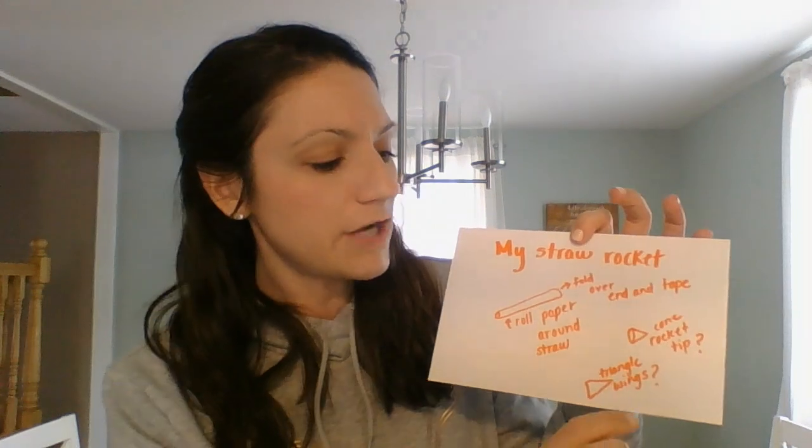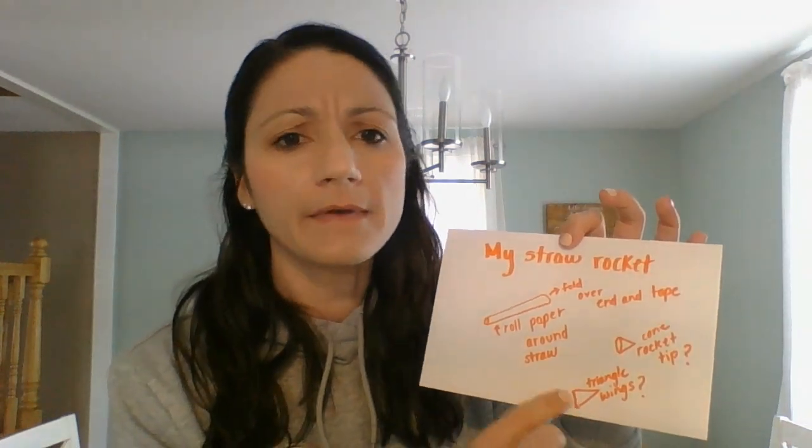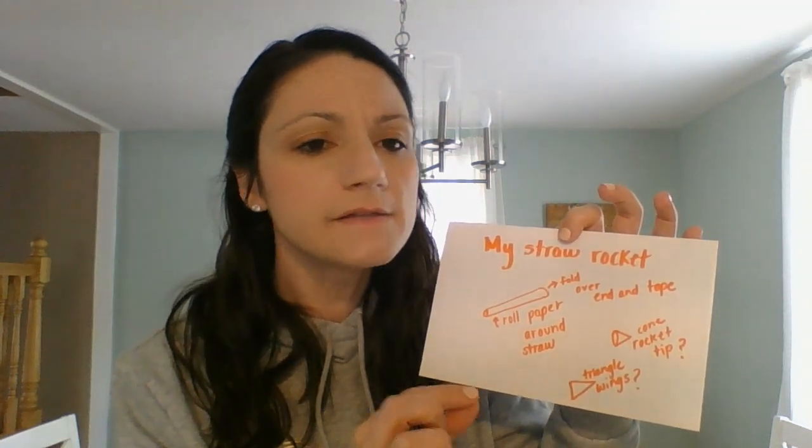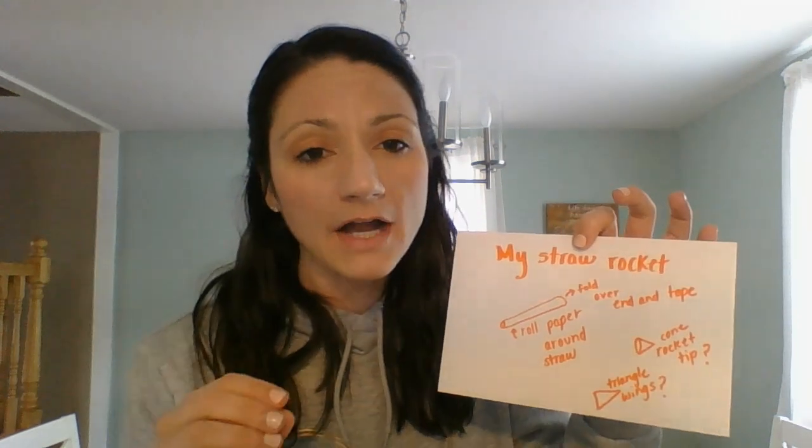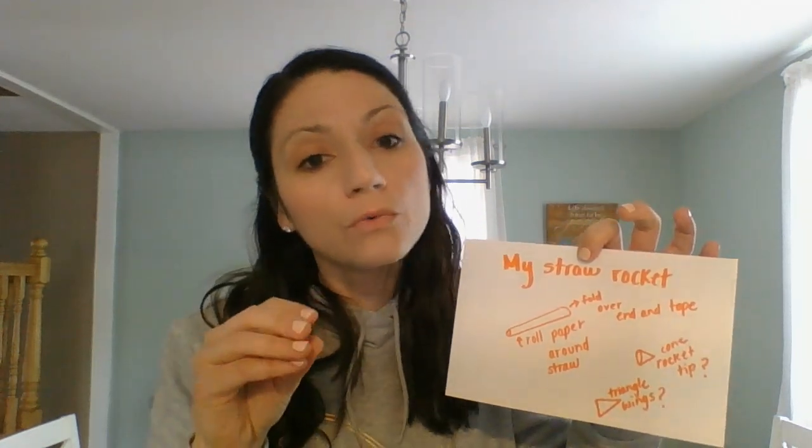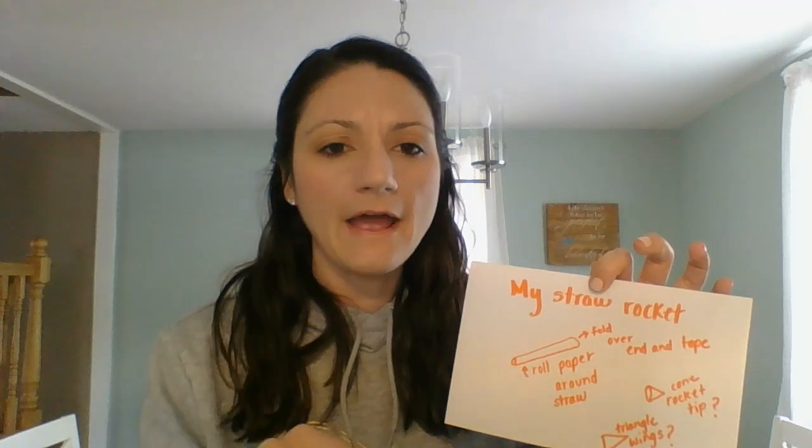And that is, should I put some wings on the rocket? Maybe I could use triangular wings. Should I have a rocket tip, like a cone on the front of my rocket? Would that help it fly, like cut through the air a little bit better? So I'm going to keep those ideas in the back of my head for my redesign.